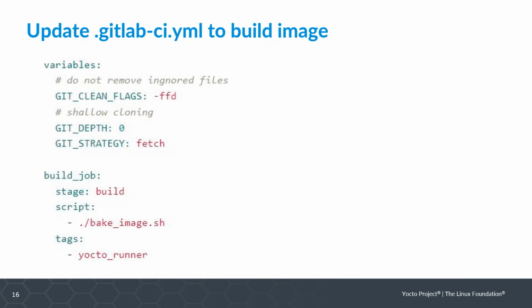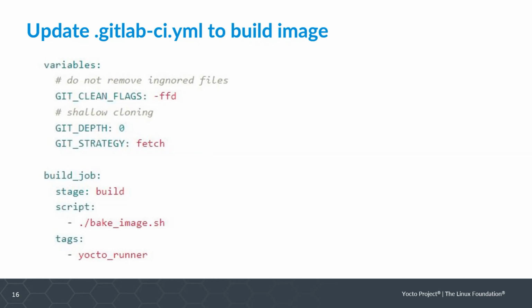There are a few variables I put here, and I'll explain those. These are basically to improve the speed of your Git job. By default, GitLab does what is called a Git clone, and the Git clone will basically make sure that it starts from completely scratch. And starting completely from scratch is not really what you want, because then it will be fetching everything and it won't have the sstate and things like that.